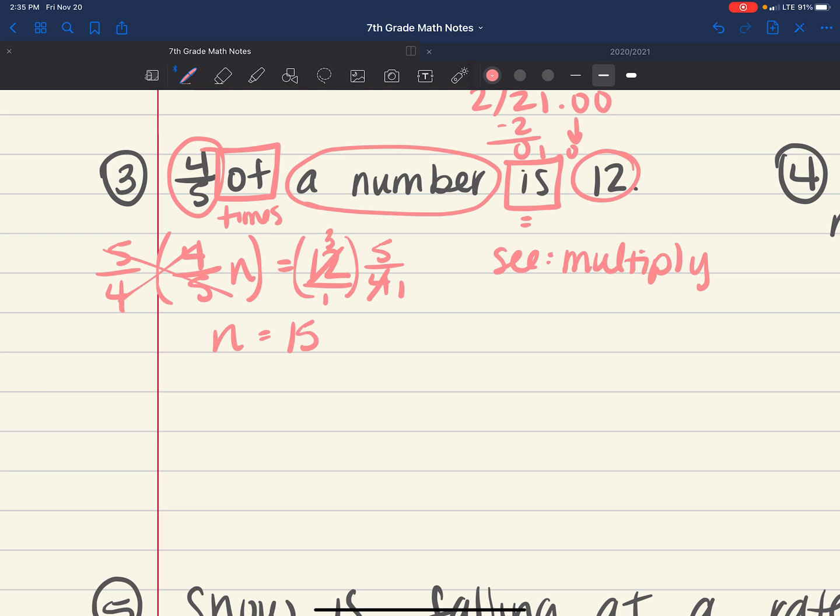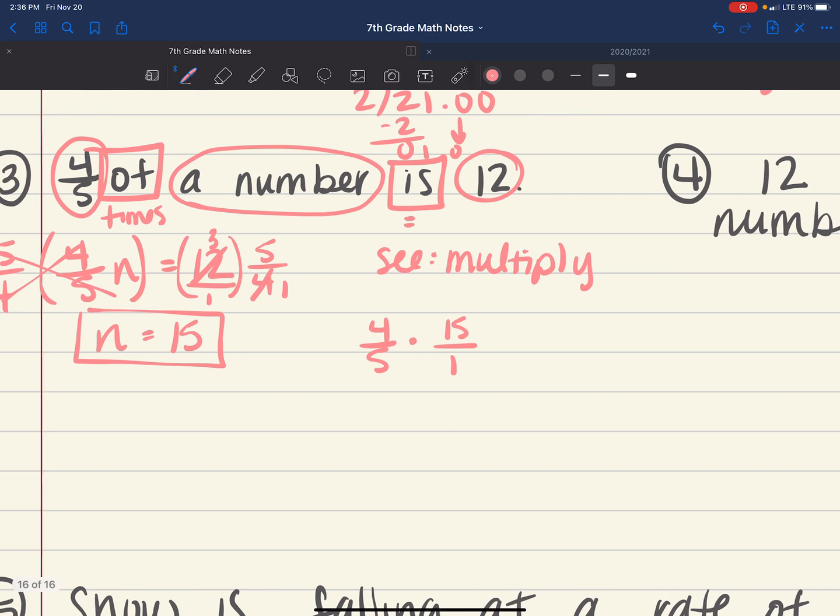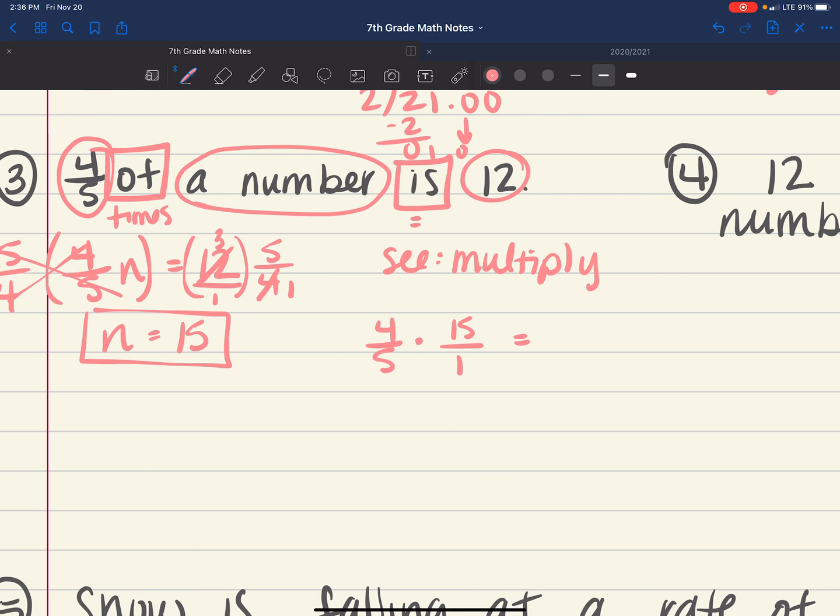Now, last step, we are going to check to see if my number actually is 15 by plugging it back into my original equation, which is 4/5 times 15 should equal 12. So let's do 4/5 times 15. I'm putting it over 1. Should equal 12. So let's cross reduce the 5 and the 15 by 5. So 5 divided by 5 is 1. 15 divided by 5 is 3. Now 4 times 3 is 12, and 1 times 1 is 1. Therefore, it equals 12. Checks out. Therefore, yes, my answer is, in fact, 15. 4/5 of 15 is 12.